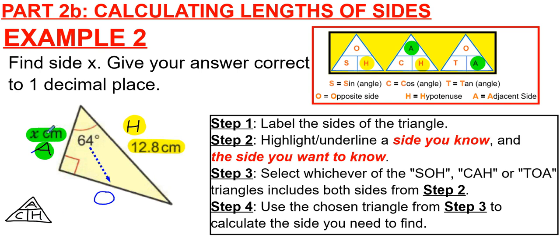So we want to work out the adjacent. So start off by putting adjacent equals, because that's what we want. Now cover up the A for adjacent in the CAH triangle and see what's left. Same as example one, we have C and H next to each other, so it means C times H. C stands for cos of the angle, so type in cos, bracket, the angle, which is 64. Multiply that by the hypotenuse, which is 12.8. Press equals and see what happens.